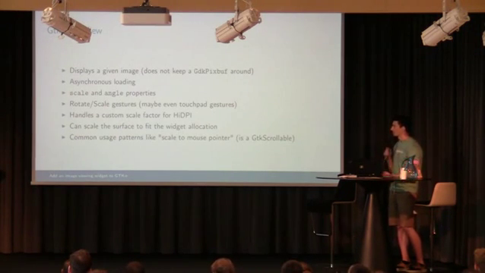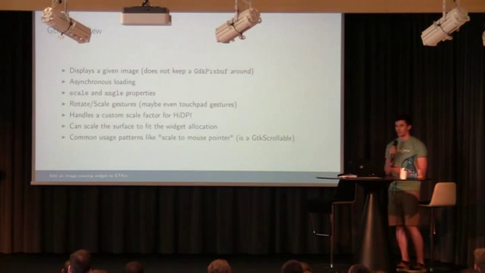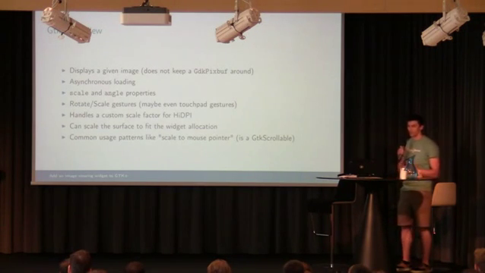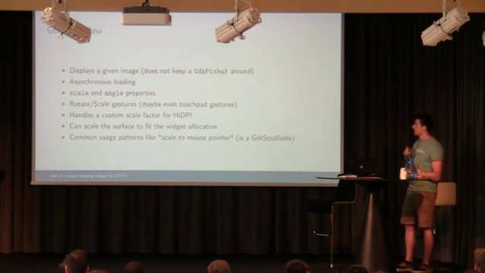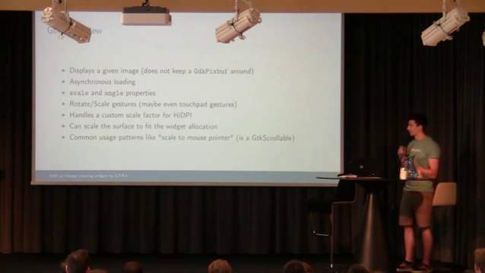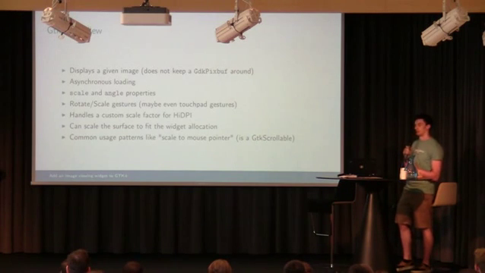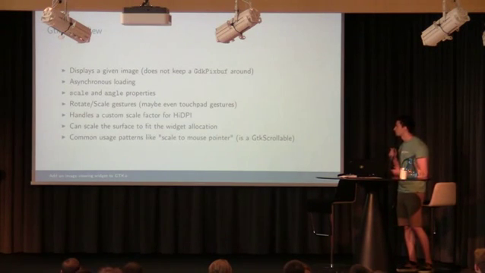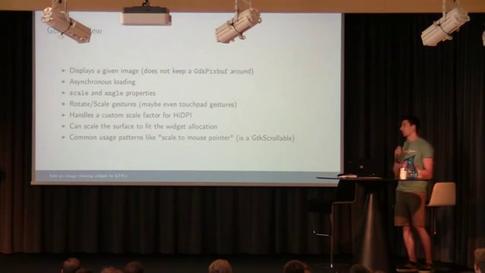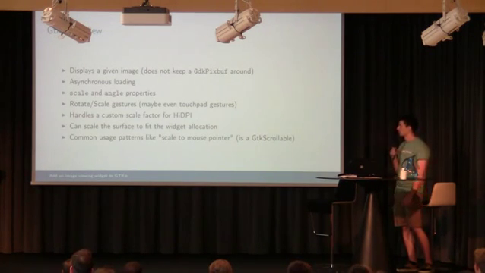It displays a normal image, and in the usual case it does not keep a GDK Pixbuf around, instead only a Cairo surface, unless it's an animation, in which case you just need an animation. We have asynchronous ways to load your image from streams or from a file. Scale and angle properties, of course. In the future, probably touchpad gestures, hopefully, and normal gestures for your touchscreen.